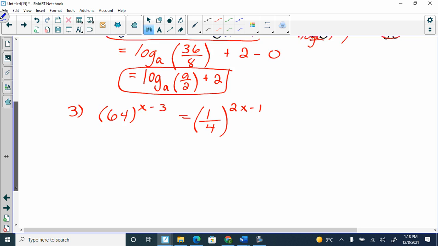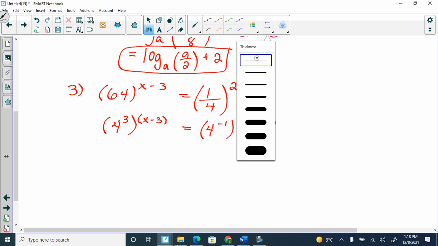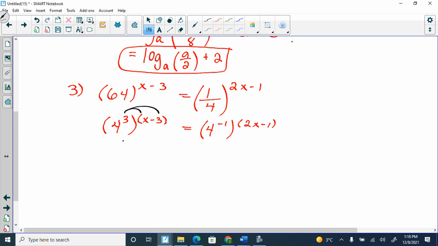What base can I make them both be? 4. So 64 is 4 to the 3, and then x minus 3 I put in brackets so I make sure I distribute. 1/4, sorry, is 4 to the -1, to the 2x minus 1. So if I want a 4 to come up, or 6, or an 8, or whatever it is on the bottom, I raise to the power of negative 1. Then I have to remember to distribute. So I'm going to get 4 to the 3x minus 9 equals 4 to the negative 2x plus 1.